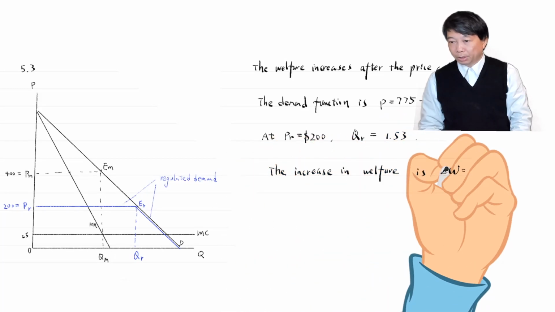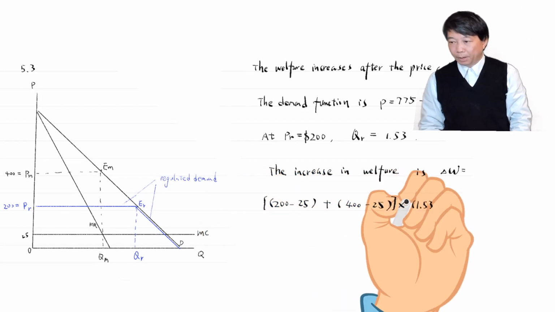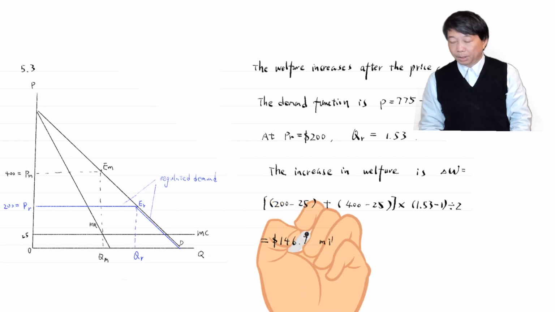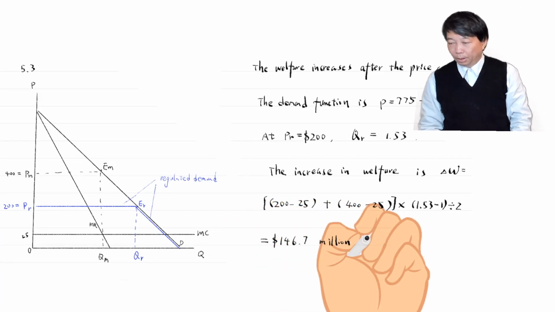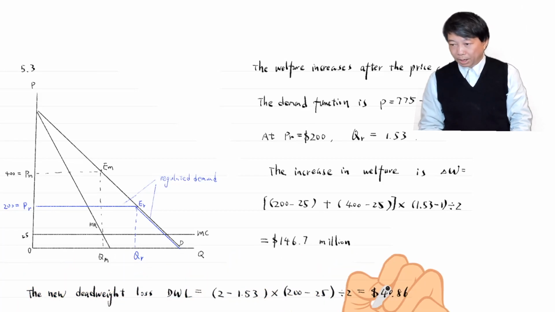Compared to the unregulated monopoly case, the price ceiling increases welfare by $146.7 million. The regulated deadweight loss is the smaller triangle, which is about $40.86 million.